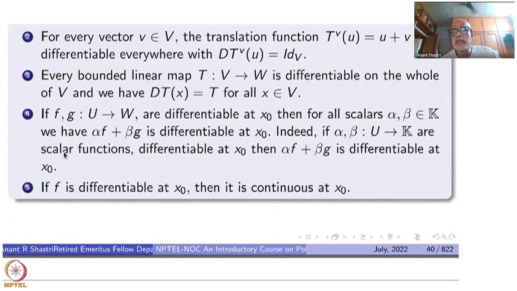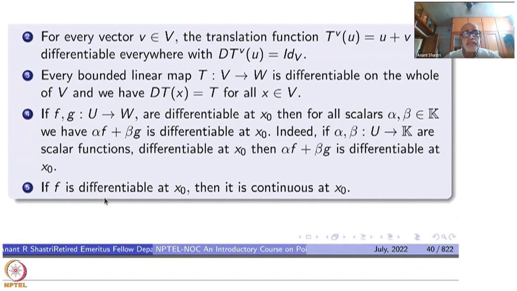addition rule and scalar multiplication rule. If f and g are differentiable at x naught, and alpha, beta are scalars, then alpha f plus beta g is differentiable at x naught. Indeed, if alpha, beta from U to K are scalar functions which are differentiable at x naught, then alpha times f is not a composition, it is just scalar multiplication, so the derivative of alpha f makes sense. Similarly, beta g makes sense, and the sum makes sense. So this will also be differentiable at x naught. Of course, you have to use the Leibniz rule here.